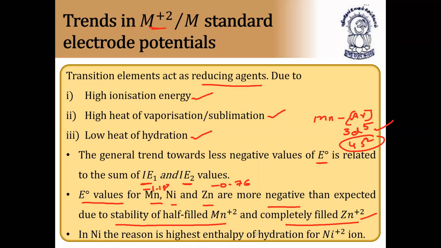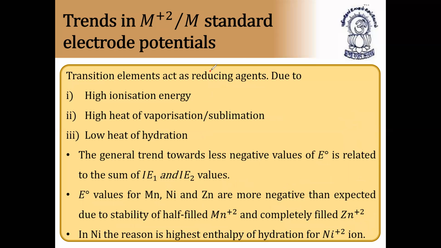In nickel, the reason is the highest enthalpy of hydration. Nickel will not follow this, but due to the highest enthalpy of hydration, it has exceptional electrode values. That is more negative. More negative means more reducing. We have discussed this in electrochemistry. So please note down all these points. Next, continuation.